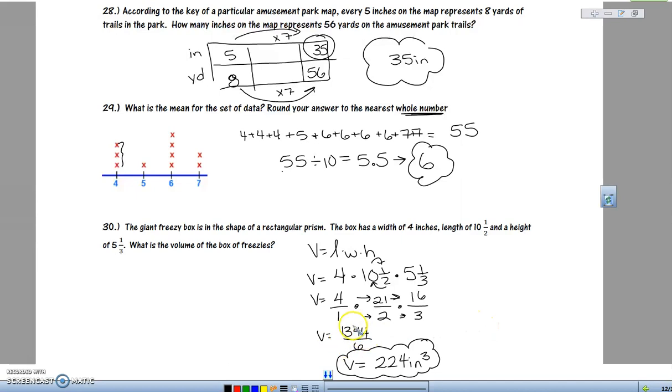You can just type this also in your calculator. If you get a decimal, obviously you have some work to do. If not, you're done. All right, let's move on to 31.